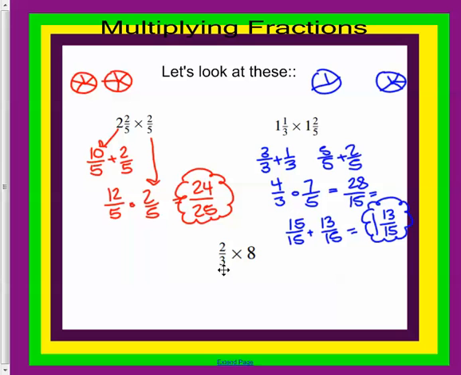Down here, 2/3 times 8. How do I change that into a fraction? Easy peasy. Just put it all over 1 because 8 divided by 1 is 8. And so it's a simple fraction. So if I look at this one, 2 and 1 can't be simplified, 3 and 8 can't be simplified. So just multiply straight across and I get 16/3.